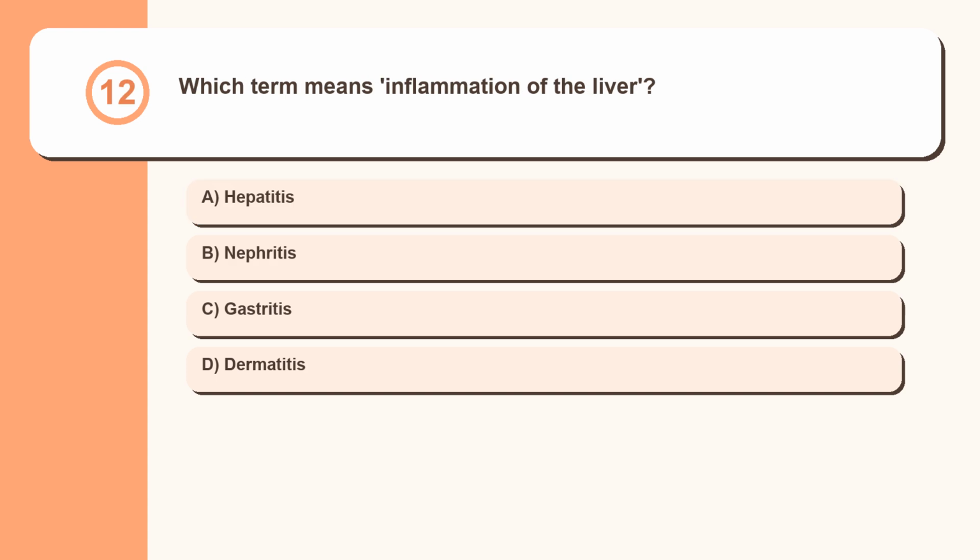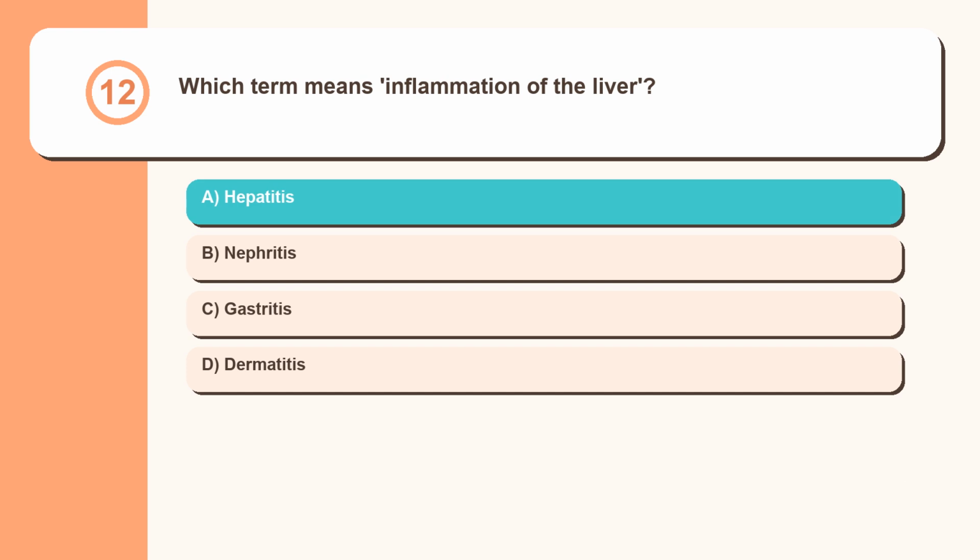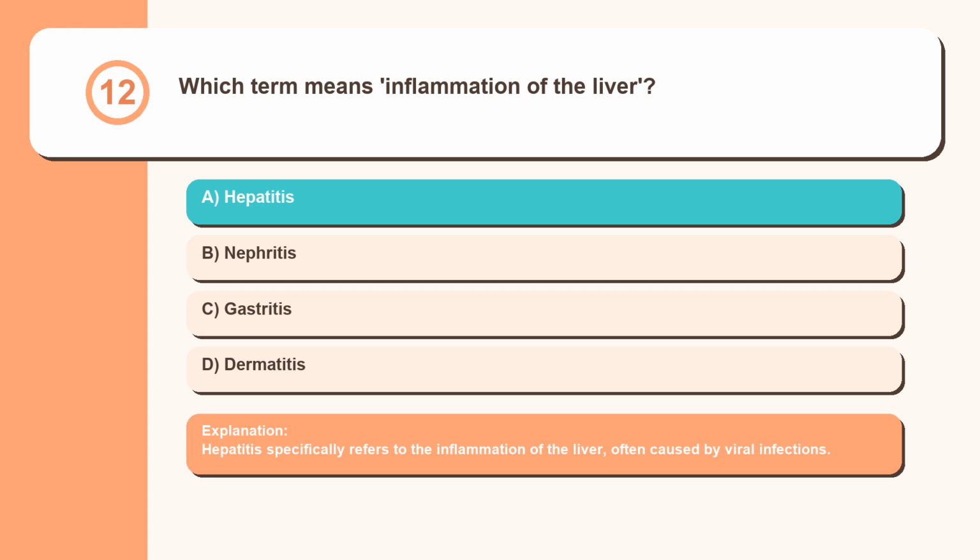Question 12. Which term means inflammation of the liver? Hepatitis, nephritis, gastritis, dermatitis. Hepatitis specifically refers to the inflammation of the liver, often caused by viral infections.